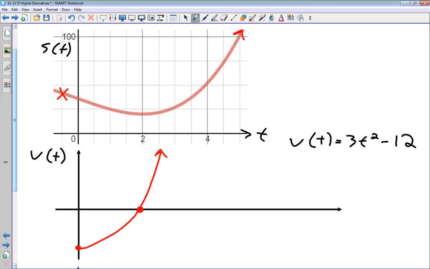Now, the important point to notice here is our velocity function has a 0 at t equals 2. What is our position function doing at that point? Well, at that point, our position function has a little turning point. You can imagine the particle traveling in the negative direction, it stops, and then it turns around and goes in the other direction. So at that point, our velocity has to be 0. Our velocity changes from negative to positive at that point where our particle turns around.